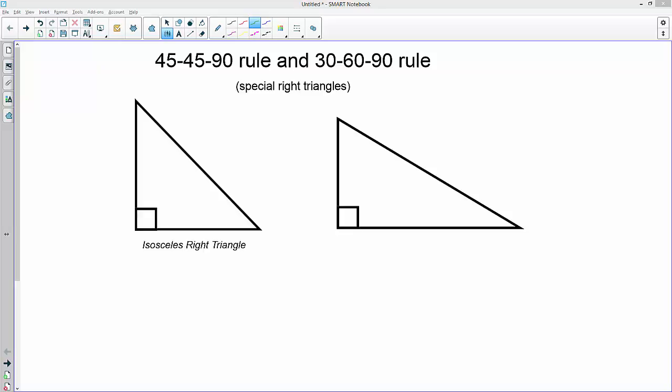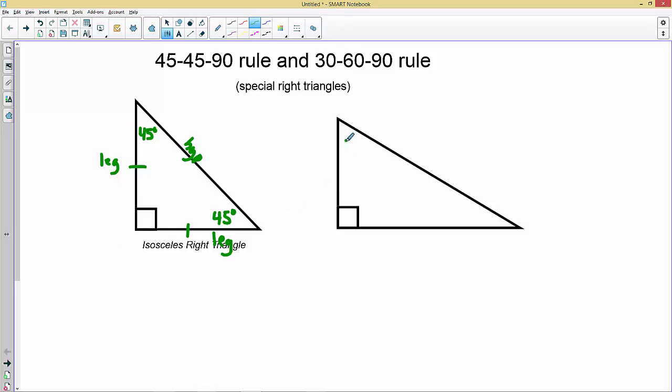Okay, so there's two types of triangles here. This is the one we've already done. This is called a 45, 45, 90 triangle, and as we already know, if two angles are the same in a triangle, then we know that the opposite sides are the same. Okay? Of course, we know this is the hypotenuse, which I'm going to abbreviate as hyp. And these are the legs.